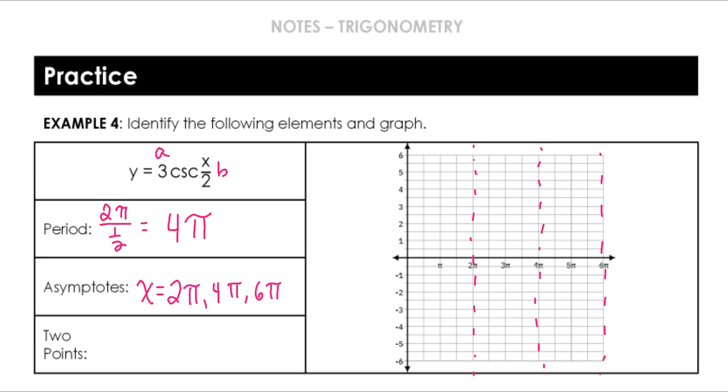All right. Then we're going to figure out 2 key points that are going to help me to determine where these are. So for this example, I am going to pick a point that's at pi.